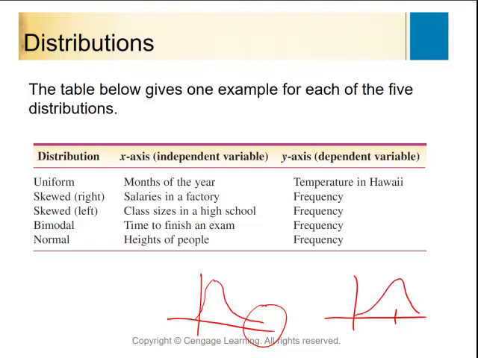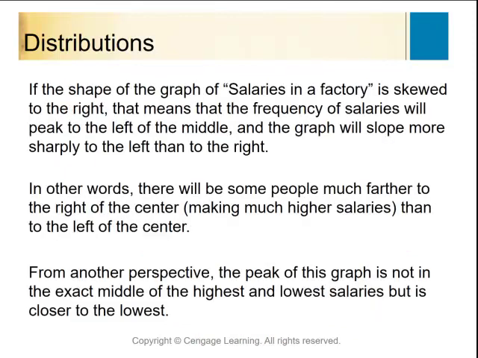Then bimodal: we have those that finish early and those that finish late, which tends to be bimodal. Normal: heights of people, weights of people, IQ tests are normal. So many things are normal. Here we are going through a slide that talks about the salaries in a factory, explaining why that would be skewed to the right.